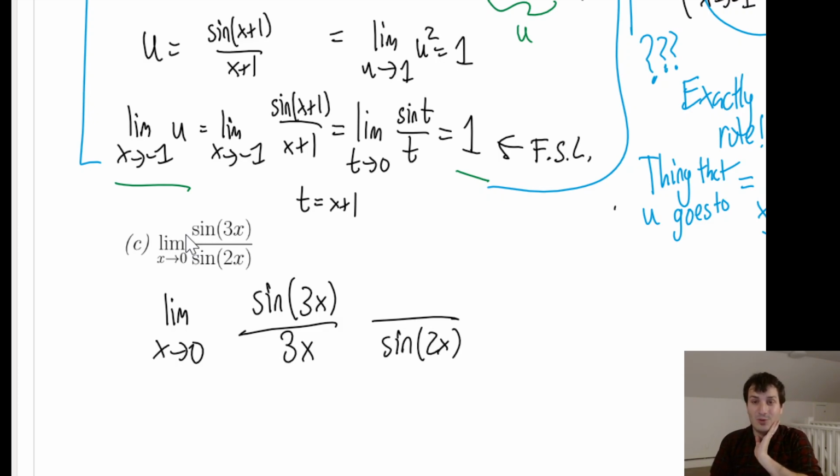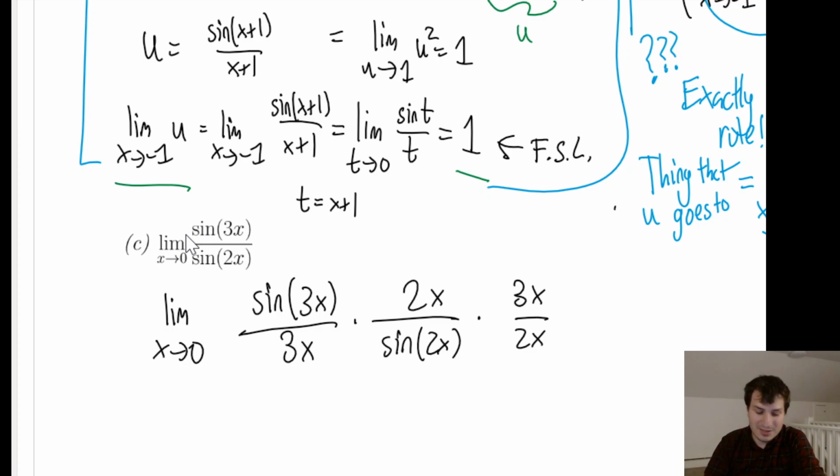And then instead of being sine of 2x, it was 2x divided by sine of 2x. Because I know that if I had those things, then I could apply the fundamental sine limit. So I'm going to wish upon a star that I had these things. Of course, I don't have these things, but what I can do is multiply by 3x over 2x at the end over here.